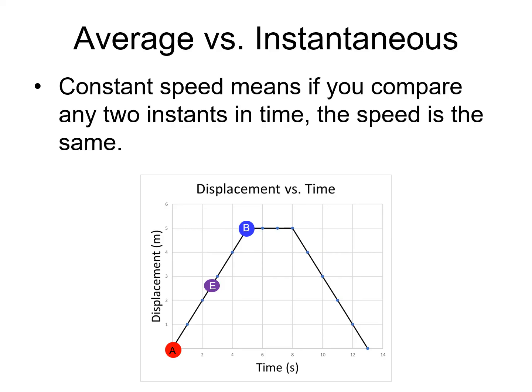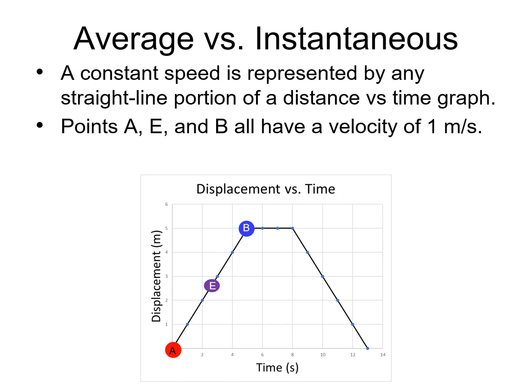If it is a constant speed, that means if you compare any 2 points in time, the speed would be the same. So if you see a straight line, then that is a representation of a constant speed if you have a distance or displacement versus time graph. On this particular graph, points A, E, and B would all have a velocity of 1 meter per second.